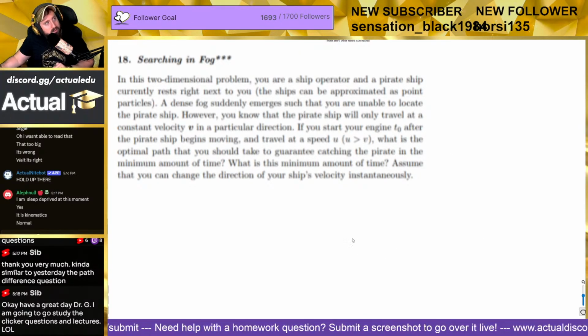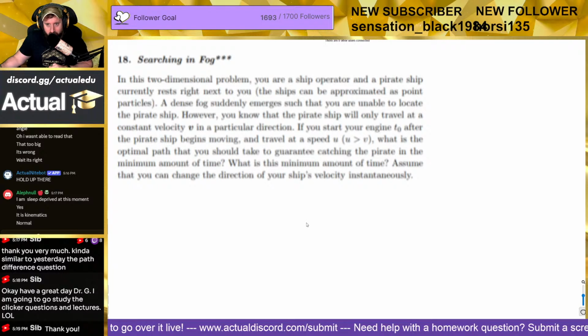All good things. Okay. In this two-dimensional problem, you are a ship operator and a pirate ship currently rests next to you. A dense fog suddenly emerges such that you are unable to locate the pirate ship. However, you know the pirate ship will only travel at a constant velocity v in a particular direction. If you start your engine T0 after the pirate ship begins moving and travel at speed u, what is the optimal path you should take to guarantee catching the pirate in a minimum amount of time?